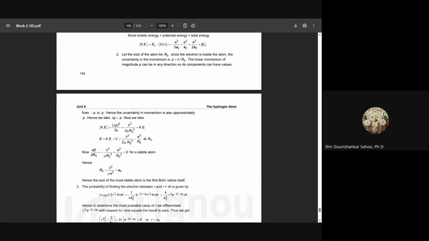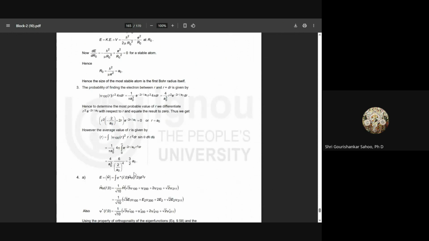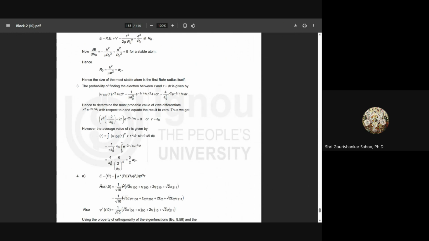And the next problem is to obtain the most probable value and expectation value of r for the ground state of the hydrogen atom. So the solution is like this. You can see here the probability of finding the electron between r and r plus dr is given by |psi 100|^2 4 pi r^2 dr, and it is equal to (4/a0^3) r^2 e^(-2r/a0) dr.